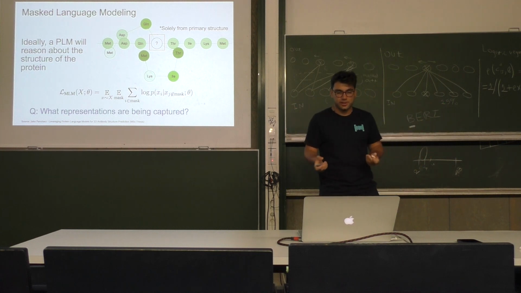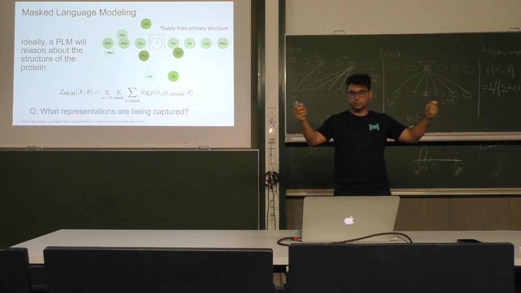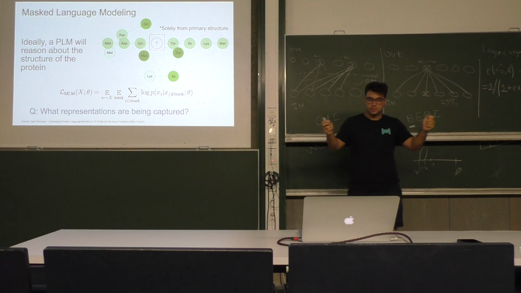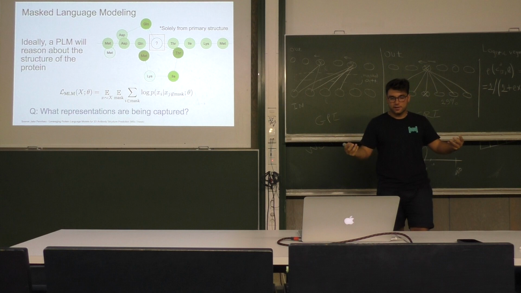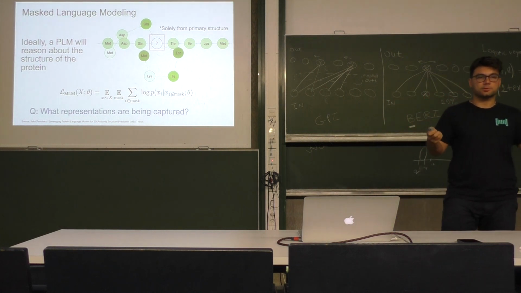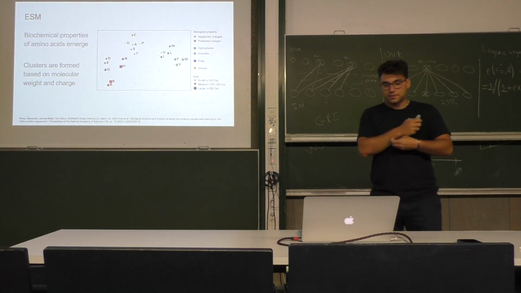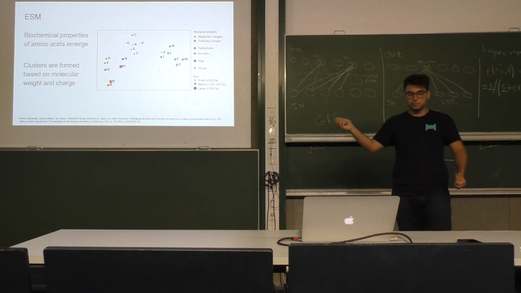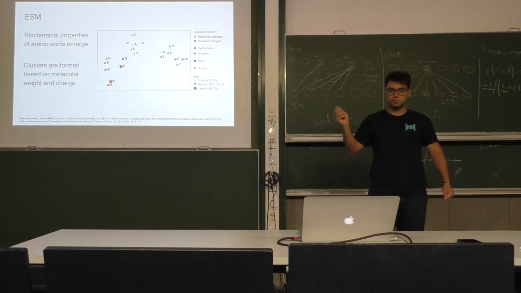So the fundamental question is, just by relying on the sequencing, so all these 20 different amino acids, and then doing this BERT-like pre-training, how much can you learn? What are the representations that one is able to learn and capture? So this is the first large-scale BERT-like pre-trained model, which is called ESM, primarily from Facebook AI, I think.